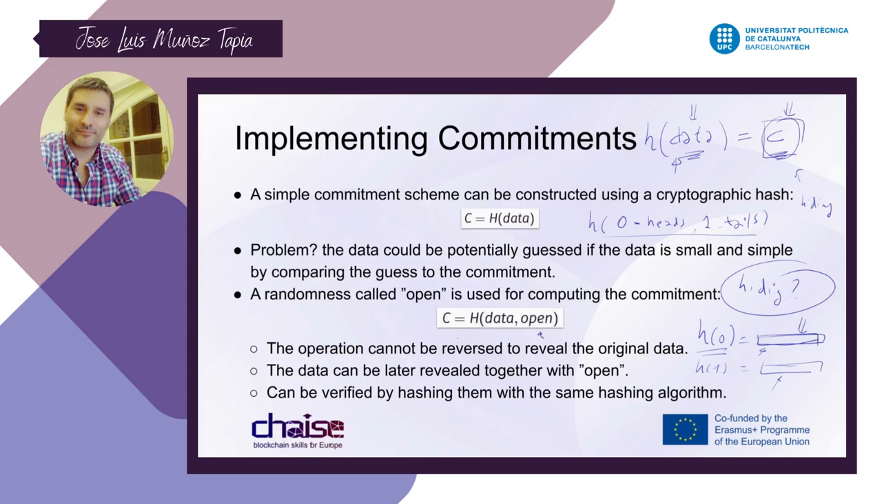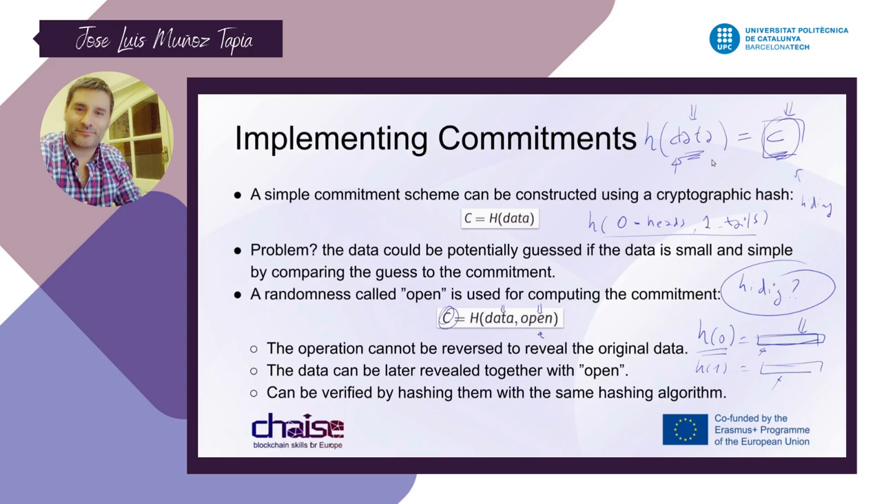Okay, so the most basic commitment scheme, which is based on a hash function, is just to take the data that you want to commit to, then some randomness that we call open, and then hash these two values, and then we obtain the commitment.